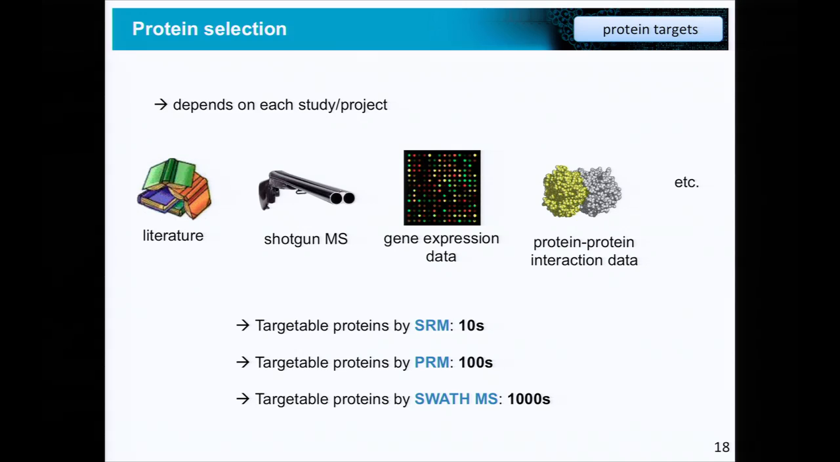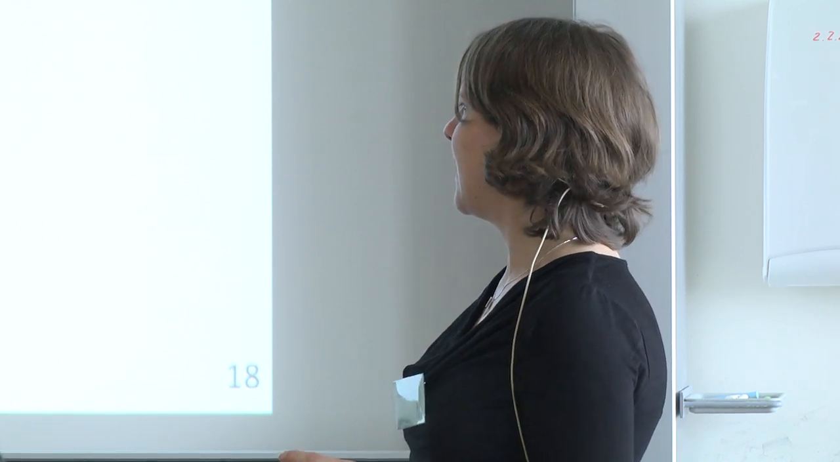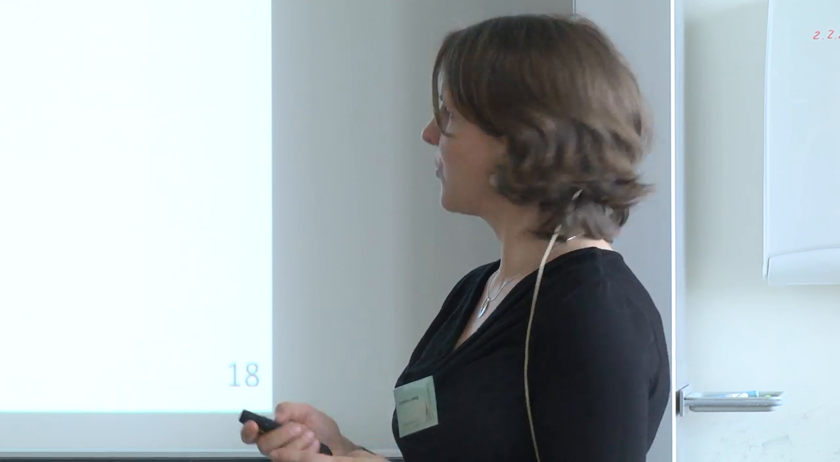With PRM, you can maybe increase this number a little bit. So in the range of maybe 100. I think the champion PRM paper, where most peptides have been targeted in a single run, is in the range of 600 peptides. That's a paper by Bruno Domon, where he measured 600 peptides in just one injection. And if you are really planning to do a proteome-wide targeted analysis where you have thousands of proteins that you want to analyze, then the SWATH or DIA technique is the only choice that you can use.